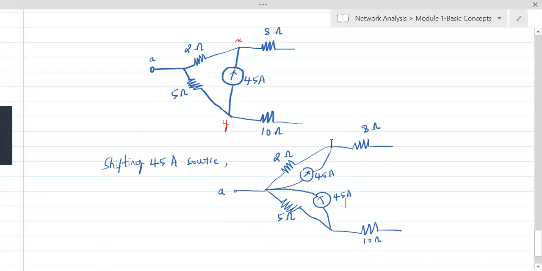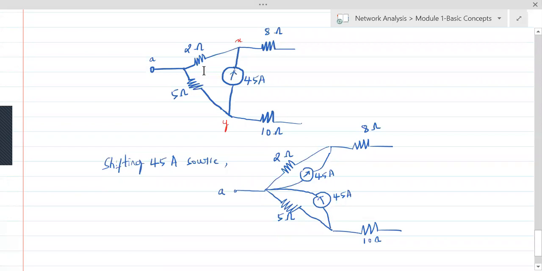Okay, we are increasing the number of current sources. It was earlier 1, it has become 2 now in numbers. Okay, but that will help. How is that going to help? See, as it is, this source cannot be transformed.